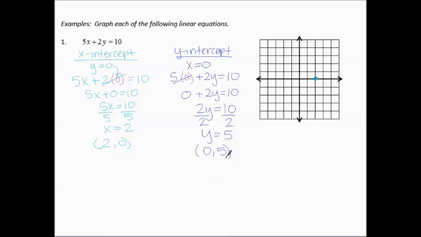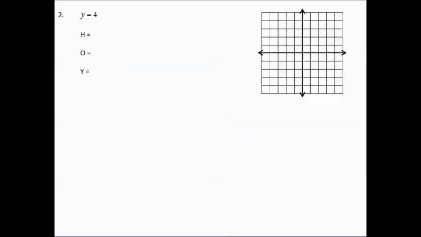So just like I graphed (2, 0) over here, I'm going to graph (0, 5): 1, 2, 3, 4, 5. And then I'm going to draw my line connecting those two points. That is the equation. I've just graphed this equation using the standard form and using the x and y intercepts. We have a few more special examples.